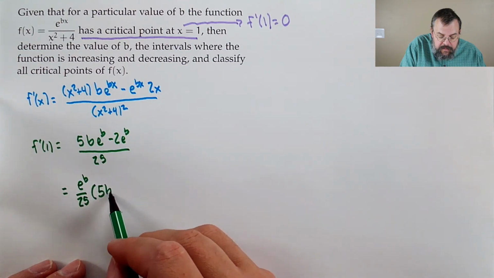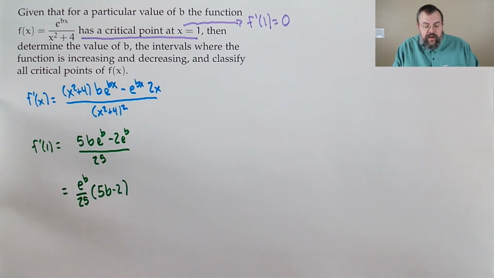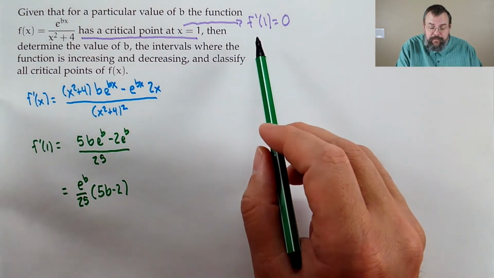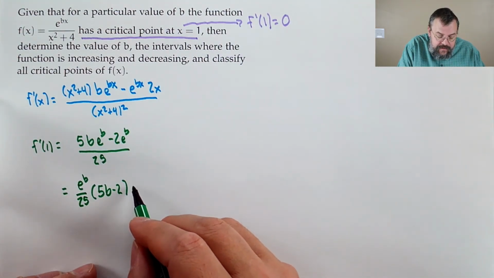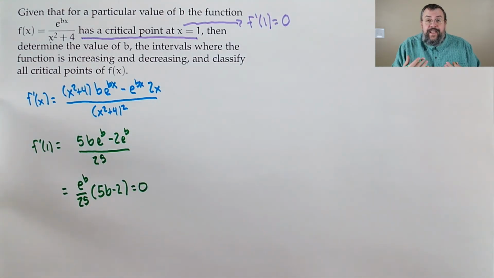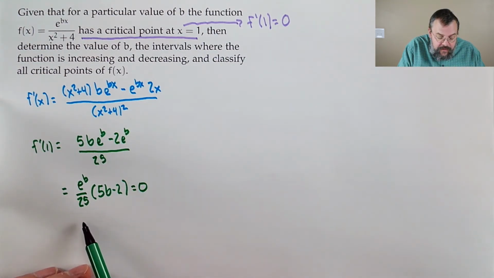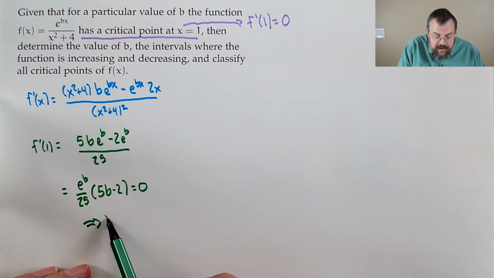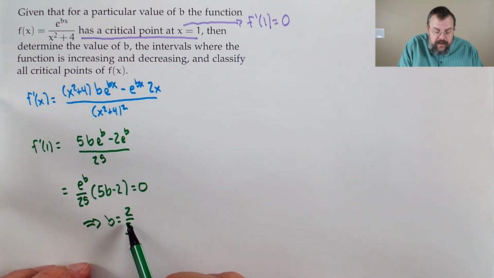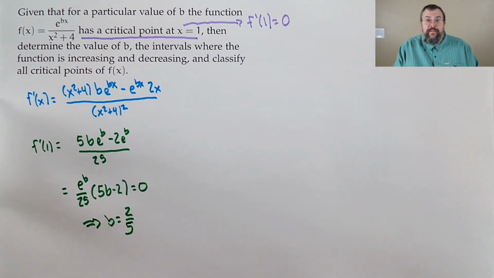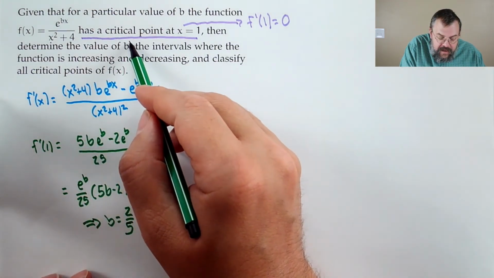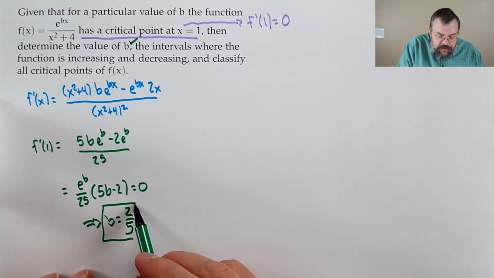Then we have 5 times b minus 2. But we know f prime of 1 is 0. So this has to be 0. But of course, the e to the b isn't 0, the over 25 isn't 0. So it has to be the 5b minus 2 causing us our 0. So that lets us say, hey, b has to be 2 over 5, right? You know, add 2, divide by 5. Aha! We did it. We did the first thing. Determine the value of b. Check. b has to be 2 over 5.